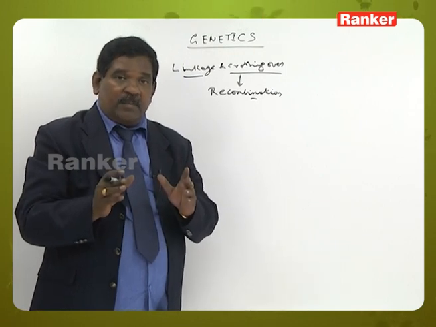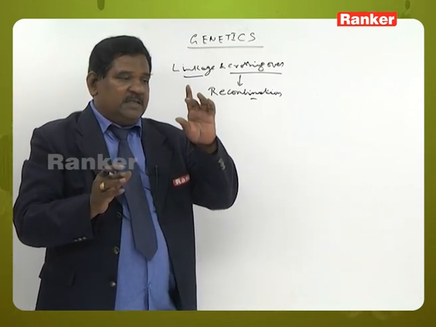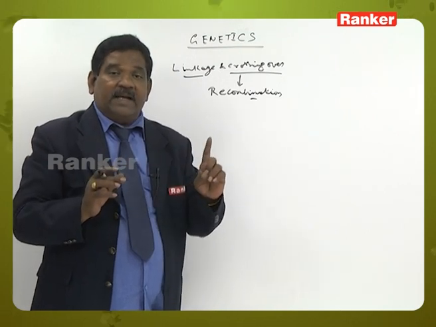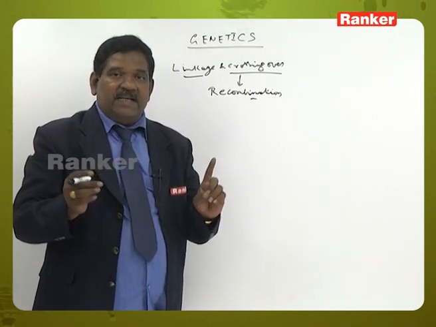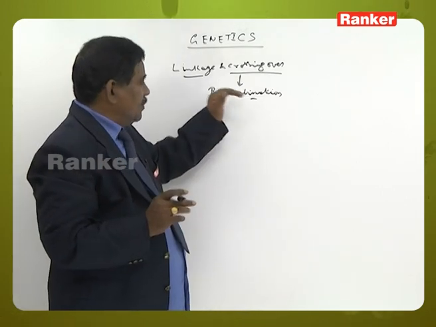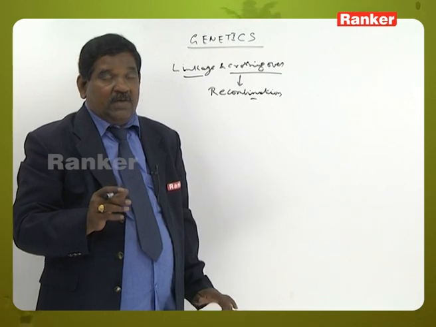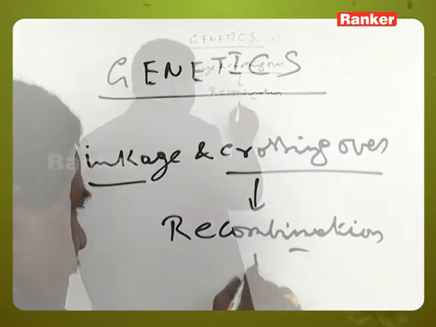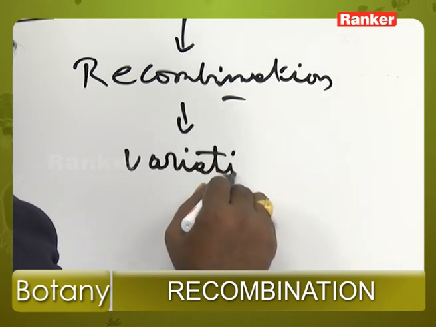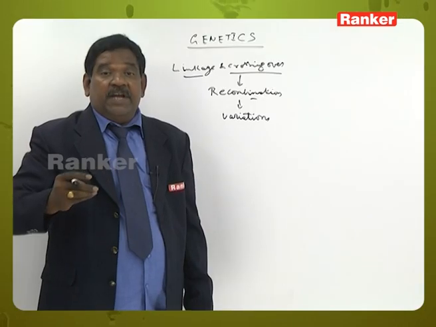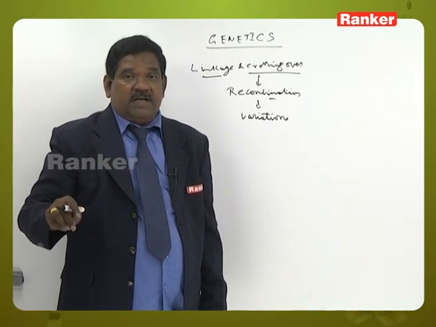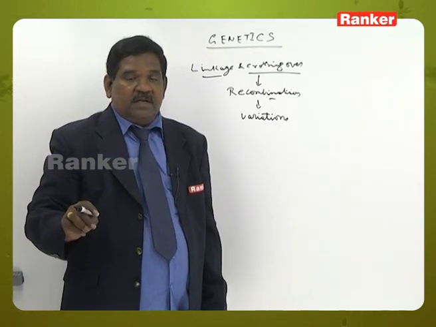This genetic recombination occurs when the distance between the genes is more, or when linkage strength is less. Genetic recombination is possible. Due to genetic recombination, variations occur. That variation leads to the formation of new species. Formation of new species leads to evolution.